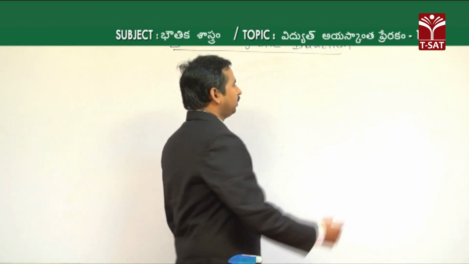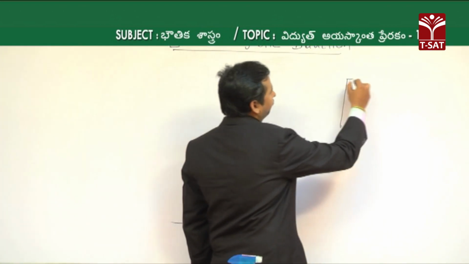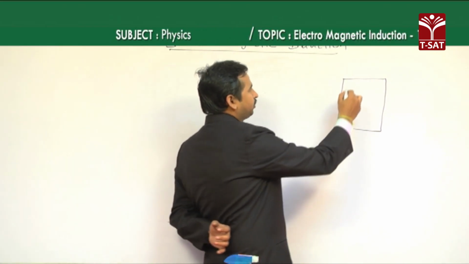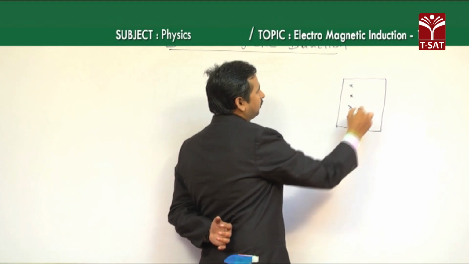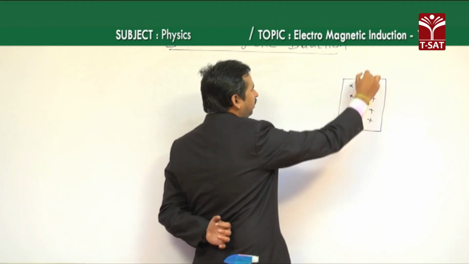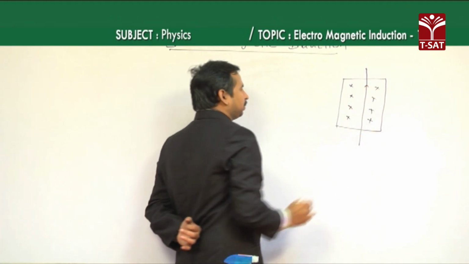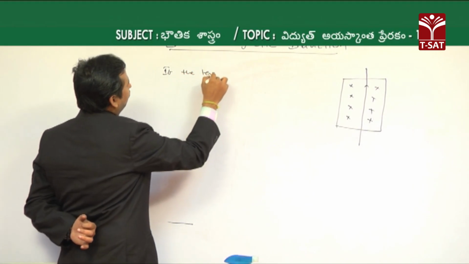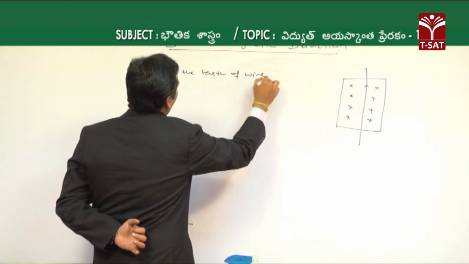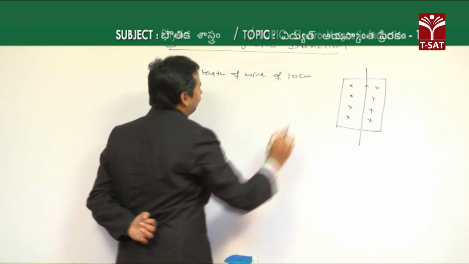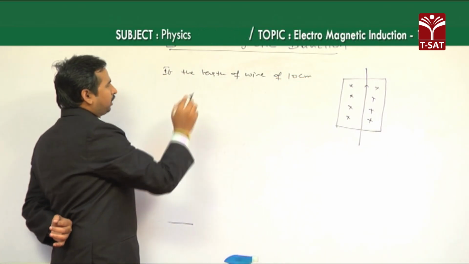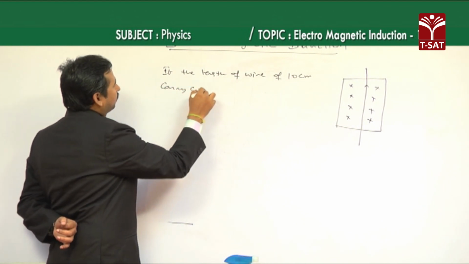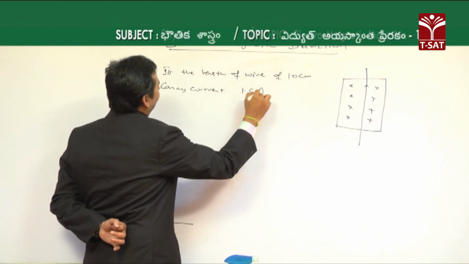Now, we are taking a numerical example, having a current carrying wire in a plane. The magnetic field is into the plane, and we are taking a current carrying wire inside that. Let us suppose the length of the wire is 10 centimeters, carrying a current, let us suppose, of 1.5 amperes.